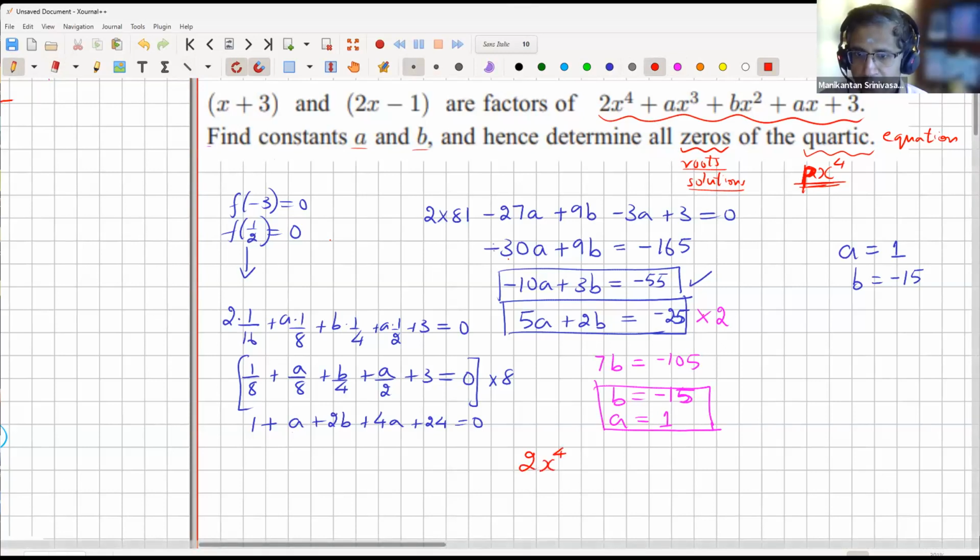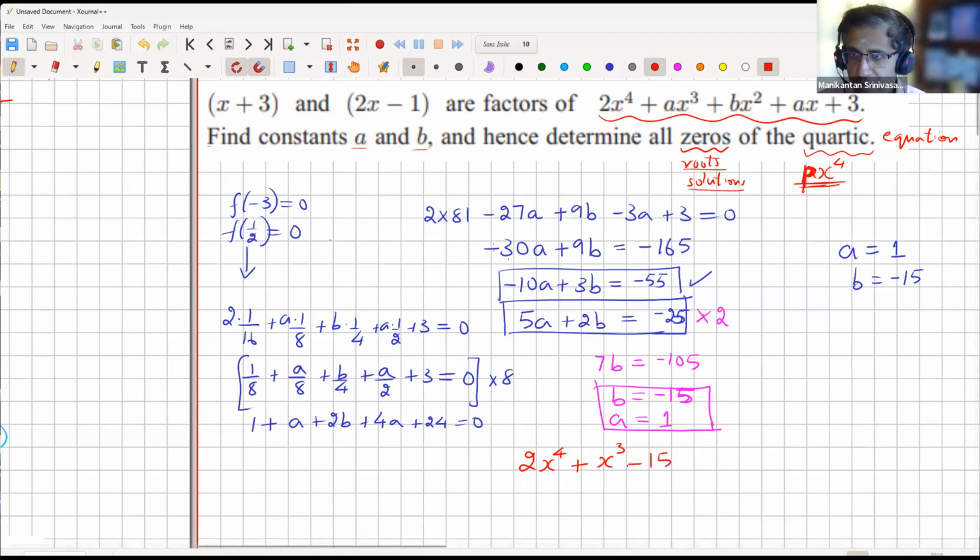Okay, so 2x power 4. I'm assuming all of you got this A and B, so I'll replace A and B as follows. Minus 15 for B, minus 15x squared plus A is 1, so x plus 3. Now this is the quartic equation.